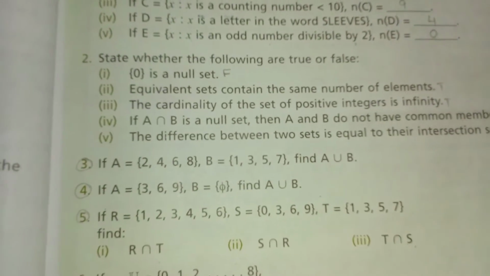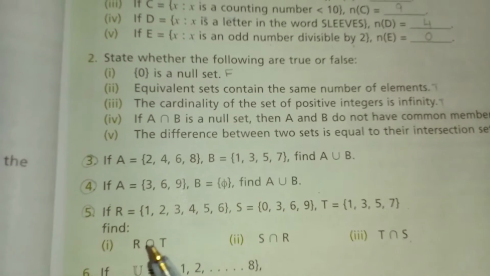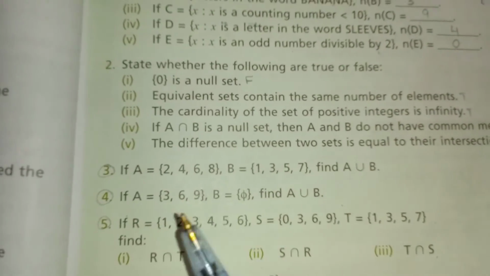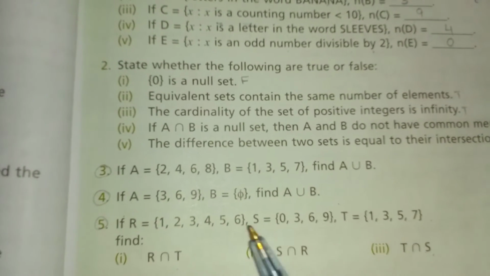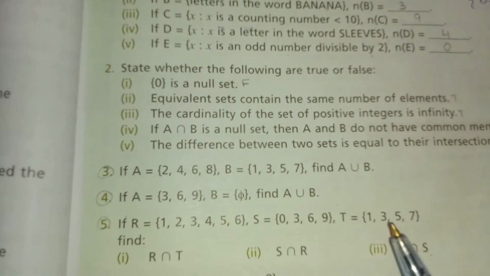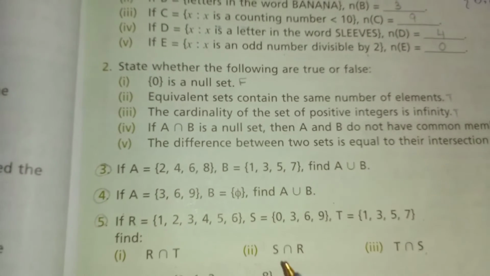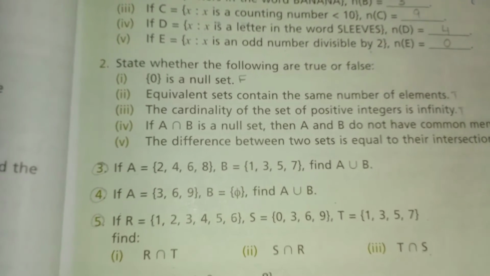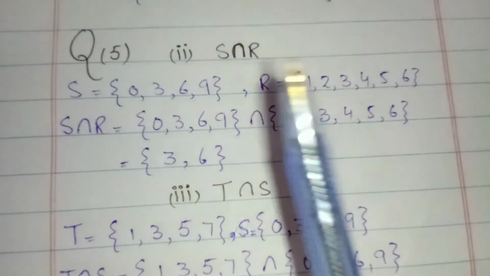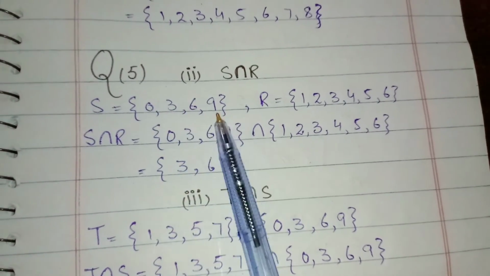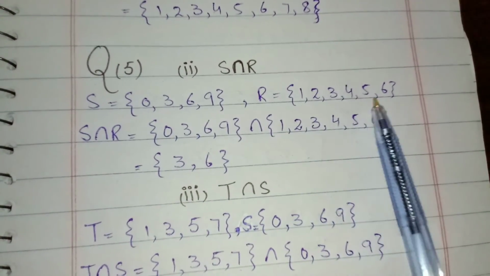Students, question number 4 is your homework and question number 5 part 1 is your homework, and question number 5 parts 2 and 3 will be discussed here. If R is equal to {1, 2, 3, 4, 5, 6} and S is equal to {0, 3, 6, 9} and T is equal to {1, 3, 5, 7}, then we have to find R intersection T, S intersection R and T intersection S. So for part 2 we have to find S intersection R, where S is {0, 3, 6, 9} and R is {1, 2, 3, 4, 5, 6}.